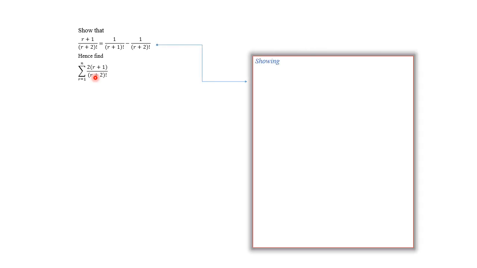Right, so the first thing we need to do is show this, then we'll use the result that we have here to find the summation. Alright, so let's go to the showing part. This is the function that we have, equal to this function. So we need to show the function on the left hand side is equal to the function on the right hand side. So we are going to take the right hand side here.